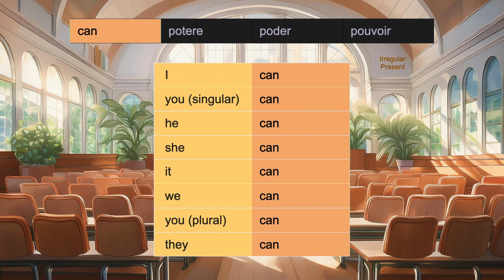Can. The verb can does not change for he, she, or it. You conjugate as follows. I can.